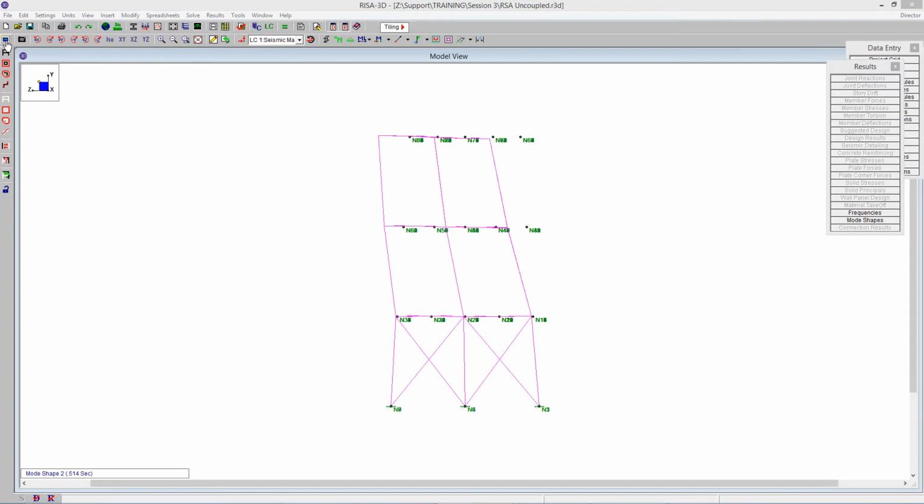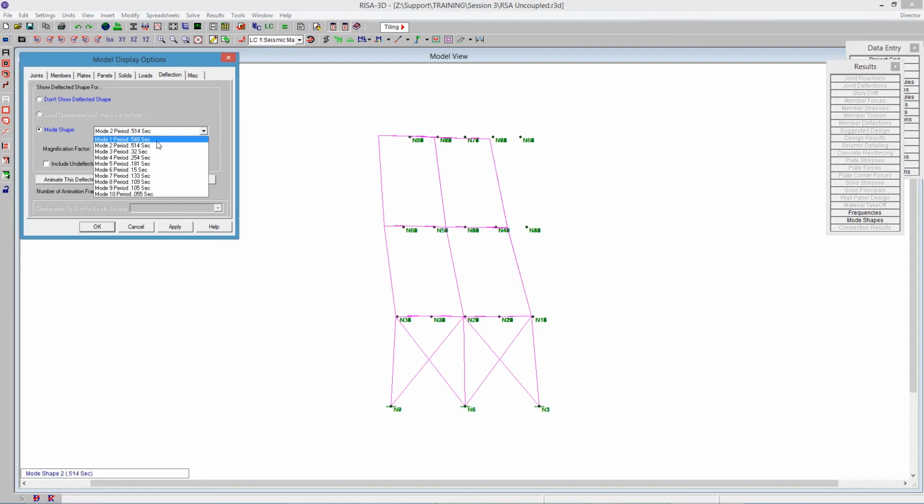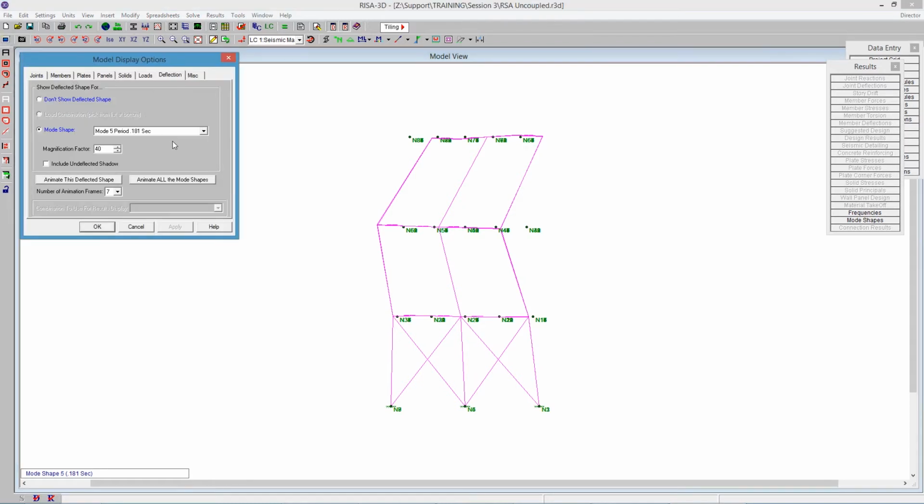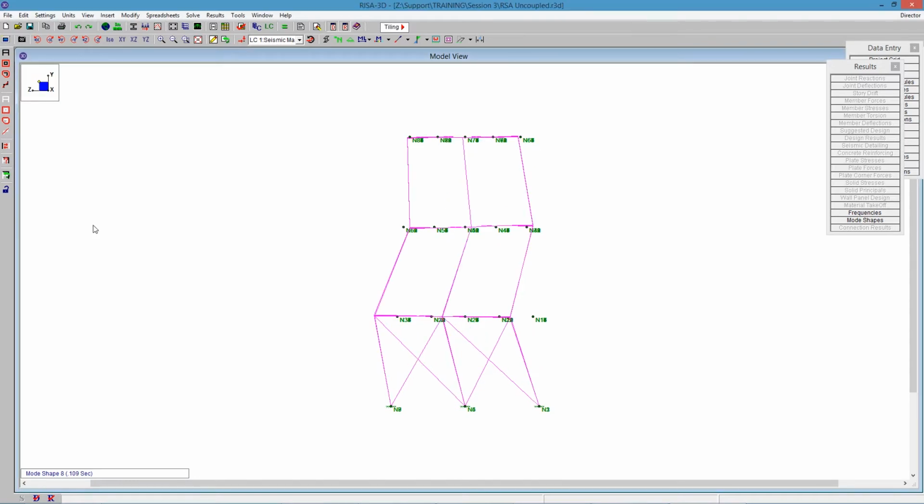Let's go ahead and switch over to mode shape 5. We can see mode shape 5 behaves in such a way that the top two floors are going to be moving out of phase with each other, and that the lower floor here is going to be still. And then if we jump to, I think our last one was going to be mode shape 8. And we can say OK. And in that one, we see that the upper two floors are remaining still while the bottom is moving significantly.